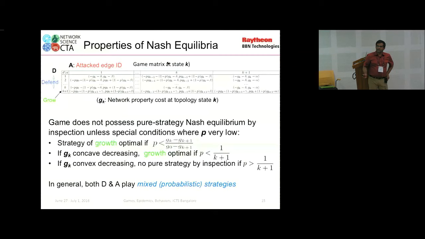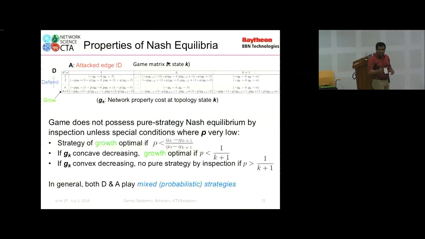So if P is less than 1 over K plus 1, which means the attack success probability is low, and K is the number of states, then this G sub K, the graph property that you're looking at, is concave decreasing, so the growth strategy is the optimal strategy. So the probability vector becomes 0, 0, 0, 1. That is, you have to try to grow the network if you are a network designer. Don't bother protecting anything.